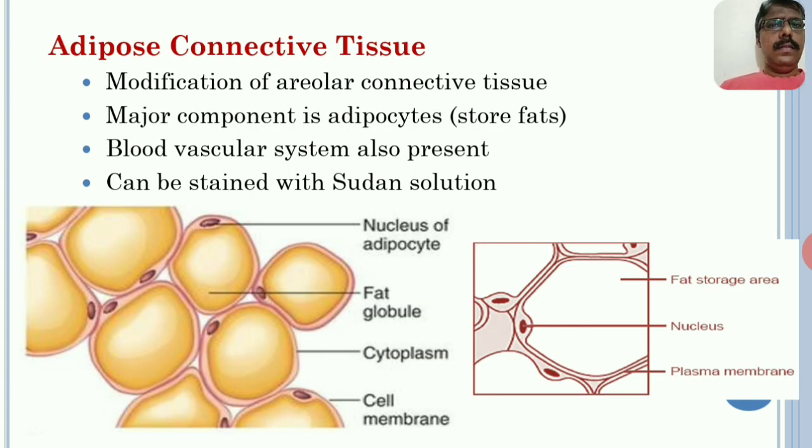Then adipose connective tissue. It is the modification of areolar connective tissue. Major component is adipocytes. They store fats. Blood vascular system is also present. It can be stained with Sudan solution. Now this is adipose connective tissue.